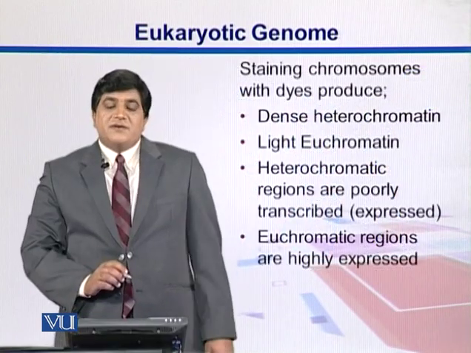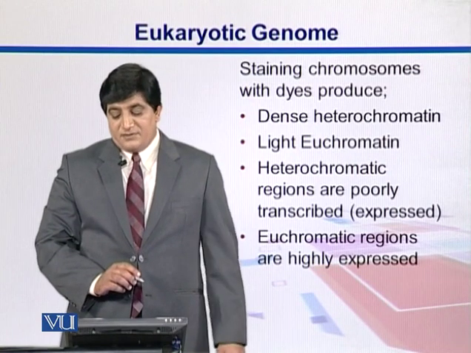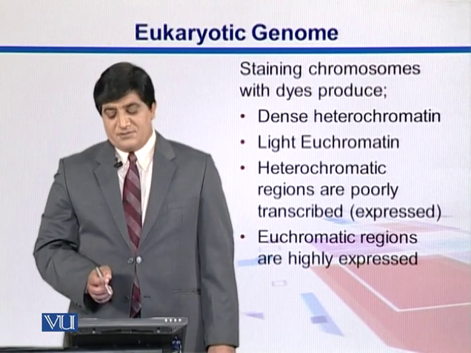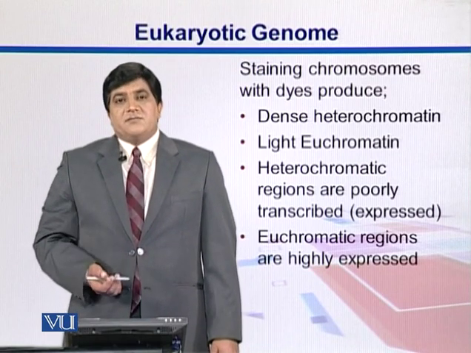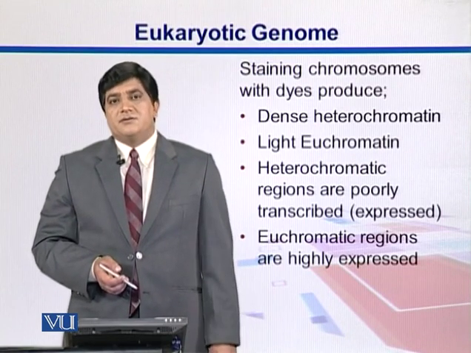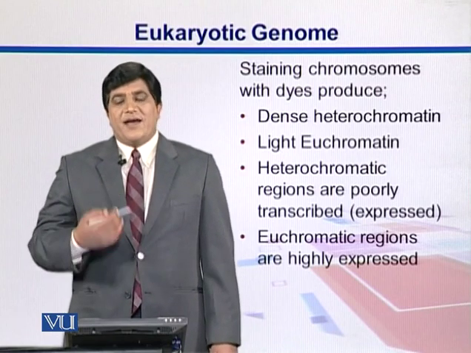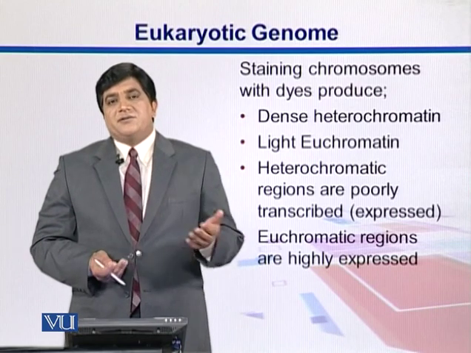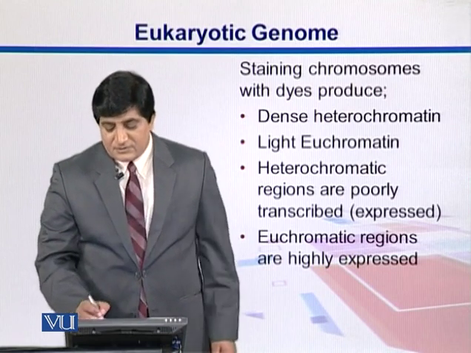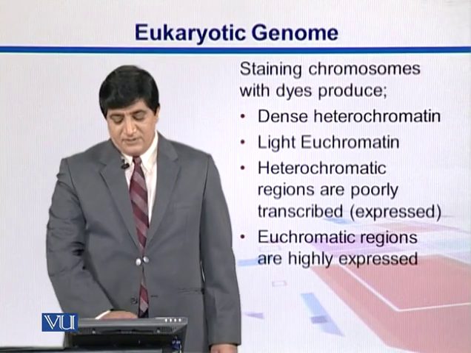Chromosomes, if they are stained with dyes, give different coloring patterns. We can come up with dense heterochromatin regions, and light regions, which are called euchromatin regions. Dense regions are densely stained with the dyes and take more color, and light regions take less color. If we look into gene expression, the heterochromatin regions are packed, so the enzymatic machinery cannot reach there. These regions are poorly transcribed or poorly expressed, whereas the euchromatin regions are mostly highly expressed.